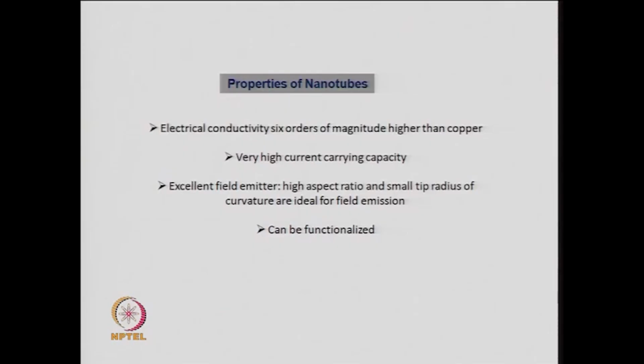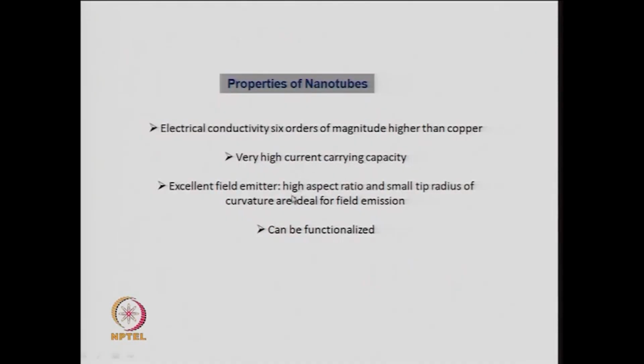So, it is tremendously high electrical conductivity compared to normal materials like copper or aluminum, which are used to conduct electricity. Not only that, the carbon nanotubes can carry very high current. That means, if you compare a wire of unit cross section of copper and carbon nanotube, the carbon nanotube wire can carry much higher current than the copper wire.